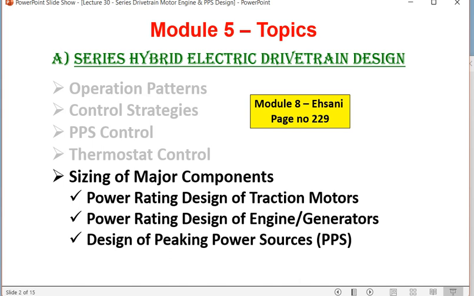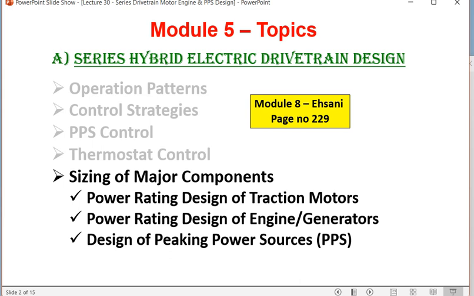Today we are going to see the last topic in series hybrid electric drivetrain, which is called sizing of the major components of this series hybrid electric drivetrain. There are mainly 3 things that decide the performance of series hybrid electric drivetrain. Number 1 is power rating design of traction motor, number 2 is power rating design of engine or generator, and third one is design of peaking power source or PPS.